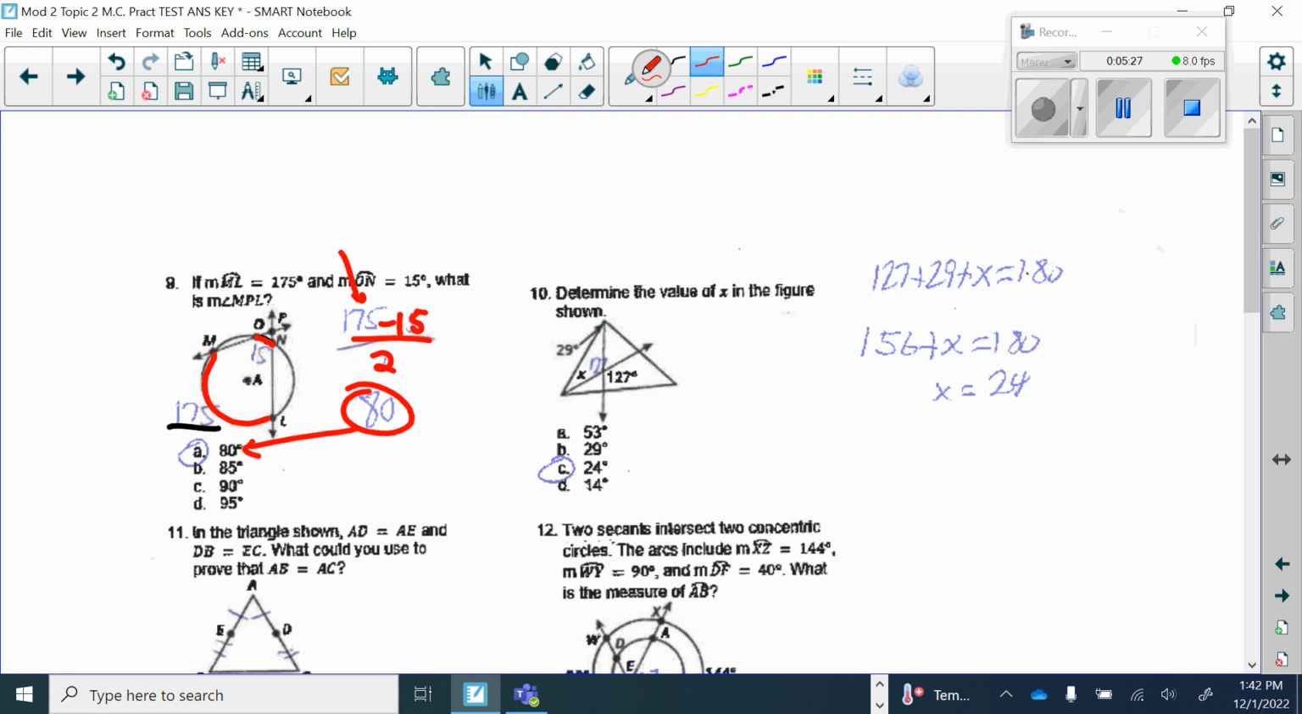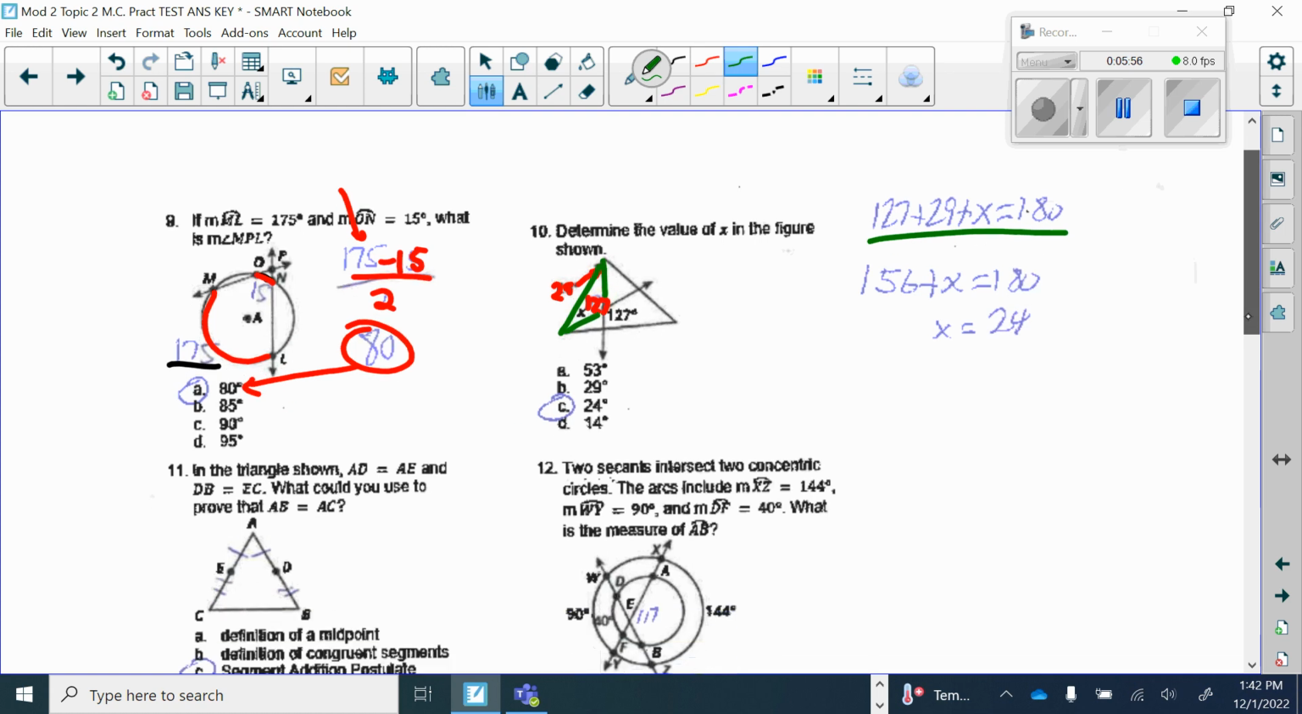10, determine the value of x. Okay, so we have 127 there. The vertical angle theorem tells me that's 127. This is 29 right there, and you have this triangle right there. We know the triangle sum theorem says all triangles add to 180 degrees. So I have 127 plus 29 plus x equals 180. Combine like terms: 156 plus x equals 180. Subtract the 156 across and you get 24 degrees.